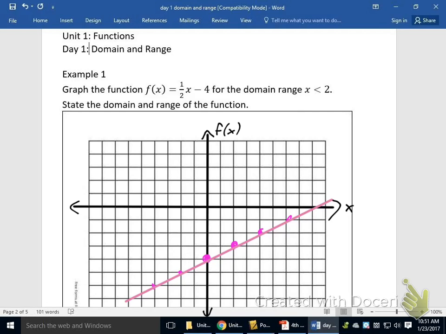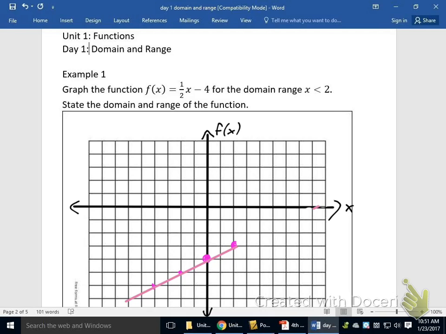What I'm going to do, though, is apply this domain restriction, because this entire line is not meeting this condition. It says the only x values I can have are less than 2. Now, the x values that are less than 2 are going to be right here and to the left. So going to where x is 2, I'm going to cut my function off. And I'm going to get rid of everything to the right of it because the x values have to be less than 2. So I'm going to erase all of this stuff out here.